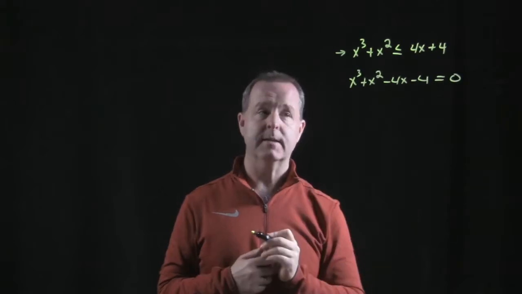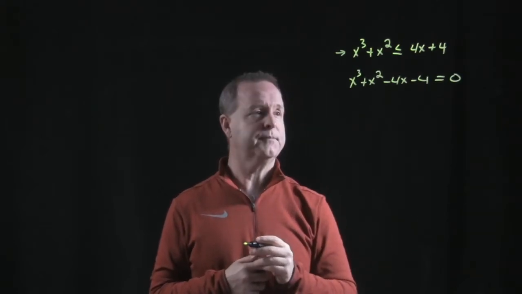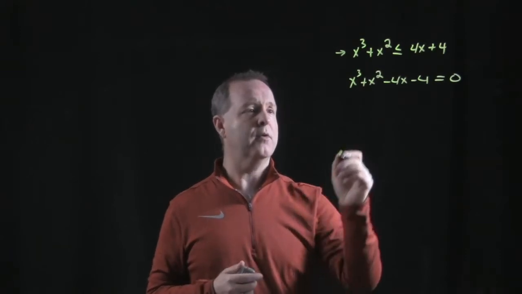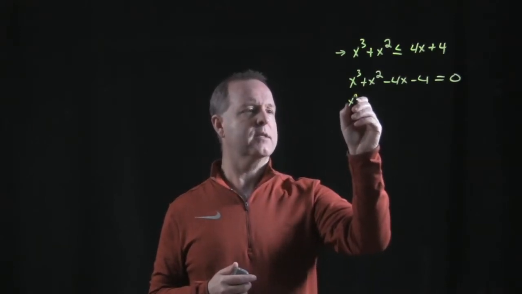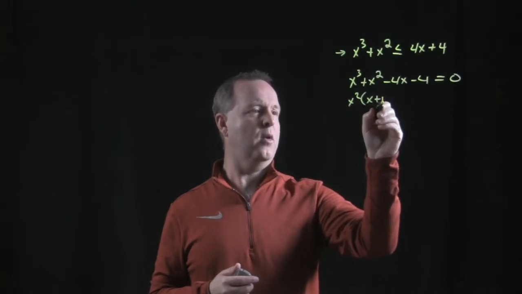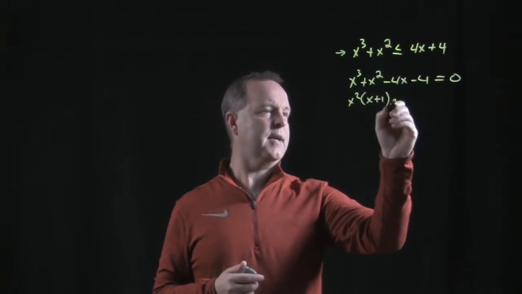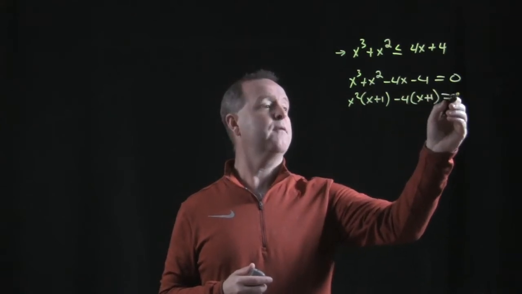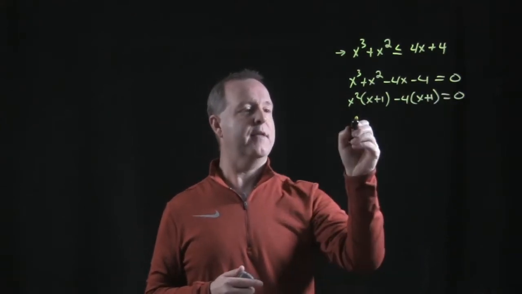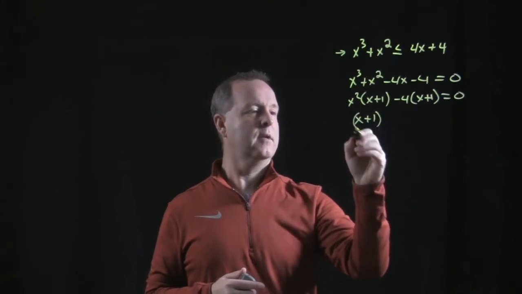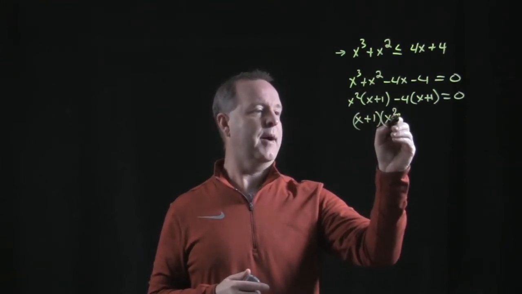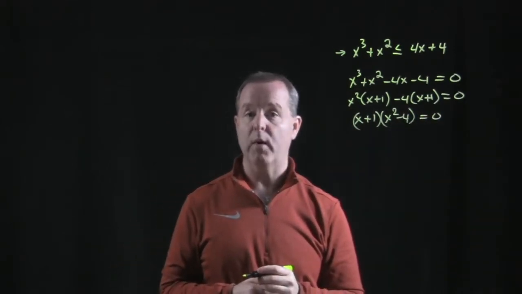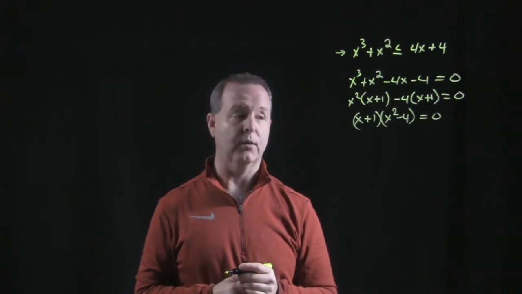So how to solve this? Let's see if we can group it before we get into some of our sophisticated ways to solve a polynomial. Looks like that could be an x squared with an x plus 1. I factor that out. These two terms I can factor out a -4, and I'm left with an x plus 1. So that's left with x plus 1 times x squared minus 4 equals 0.